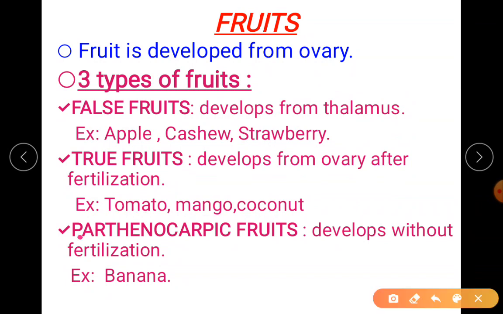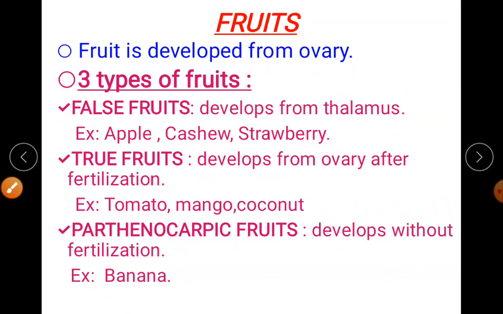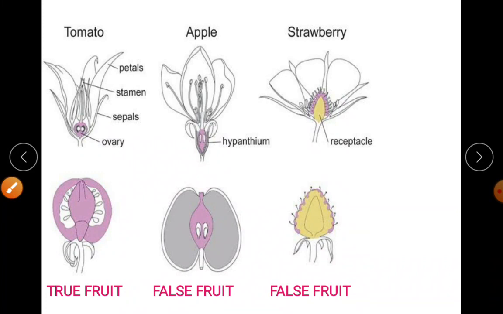Then coming to your parthenocarpic fruits, it develops without fertilization. Okay, develops from the ovary without fertilization. Your banana is your best example. You don't find the seeds in it at all. So this is one more view.